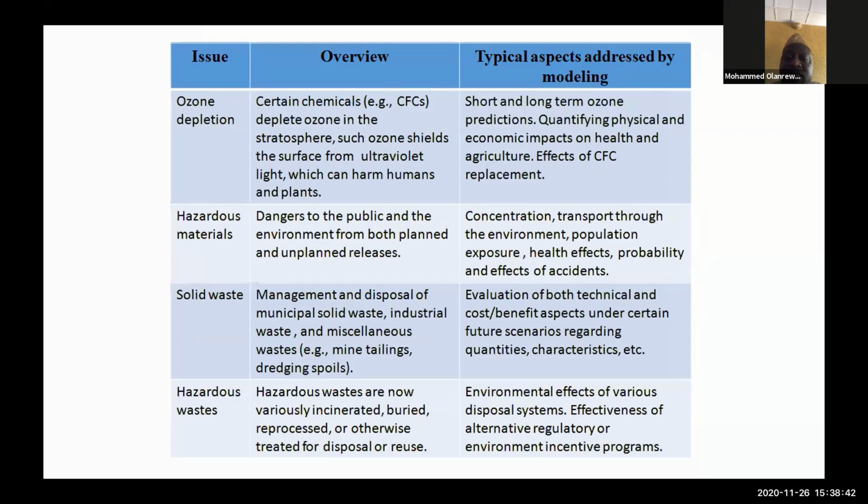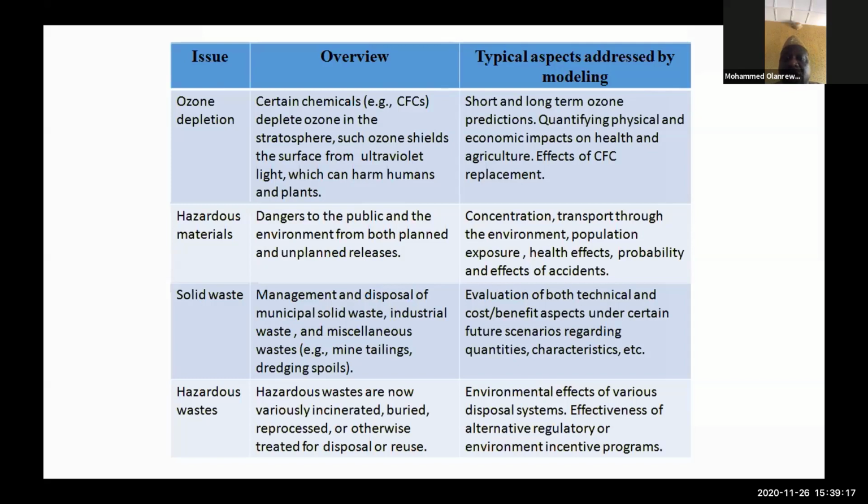Ozone depletion, certain chemicals. Just like what we call the depletion of ozone in the stratosphere, such ozone shields the surface from ultraviolet light, which can harm humans and plants. Short and long-term ozone prediction, quantifying physical and economic impact on health and agriculture, effect of CFC replacement.